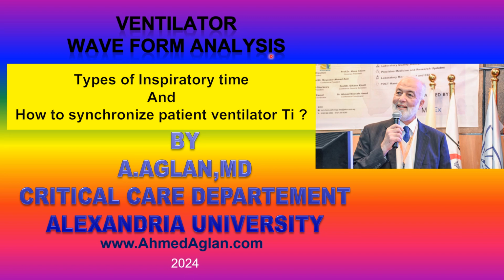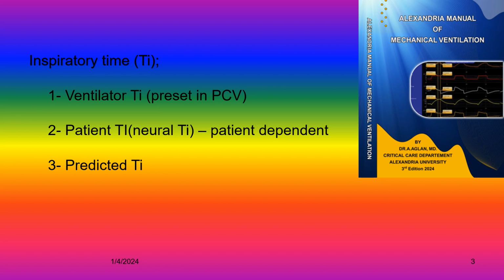Ventilator waveform analysis. What are the types of inspiratory time and how to synchronize patient ventilator and inspiratory time? In inspiratory time, we have three types. Ventilator inspiratory time, which is preset by the operator. Patient inspiratory time, which is neural inspiratory time, and this is patient dependent. The last one, or the third, is the predicted inspiratory time.